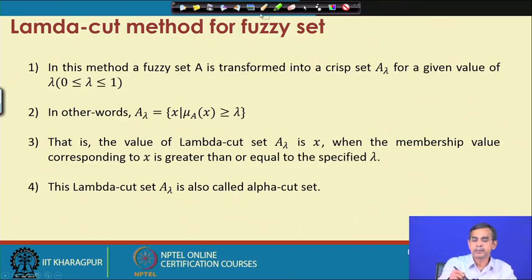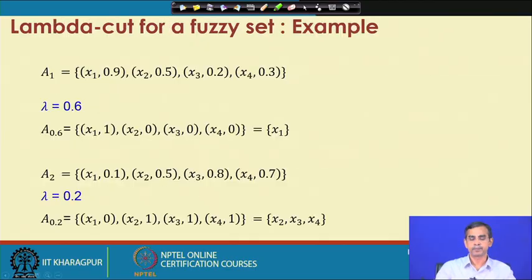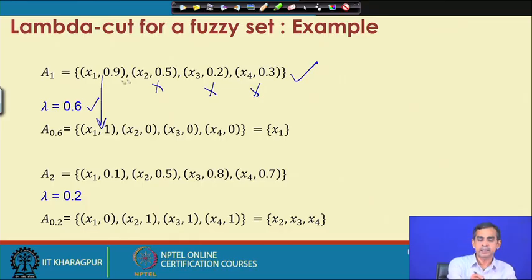Now, let us see one example so that we can discuss this Lambda-cut method. Here A1 is a fuzzy set, and let us consider lambda is 0.6. So, it is A lambda, the Lambda-cut according to the value of lambda. It will take all the elements whose membership value is greater than or equal to 0.6. So, x1 is qualified, and the others are not qualified. We can convert this fuzzy set into a crisp set, where those with 0 should not be there, and those with 1 are the elements included.